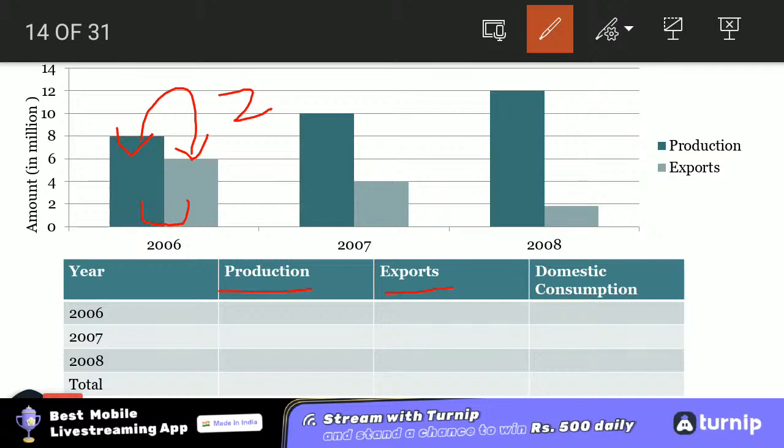So we just have to fill up the table. It's a simple table by looking at the above graph. What was the production? First of all, we'll fill up the production. It will be easy for us. Tell me, what was the production in the year 2006? How much production was there in 2006? Hurry up. You need to tell me what was the production in 2006.